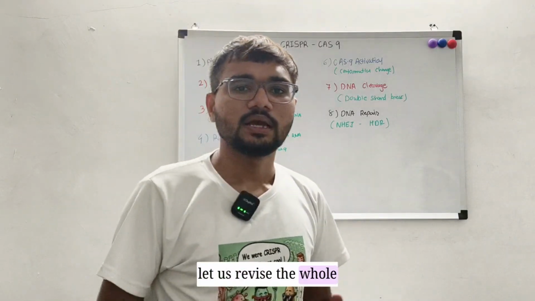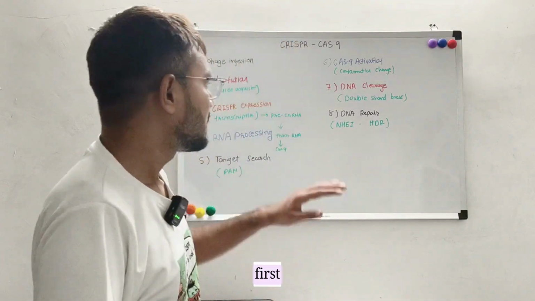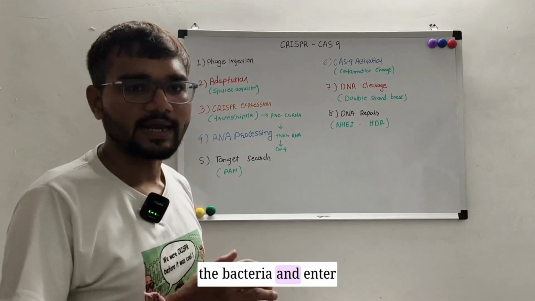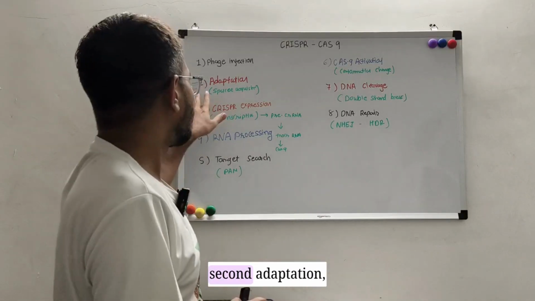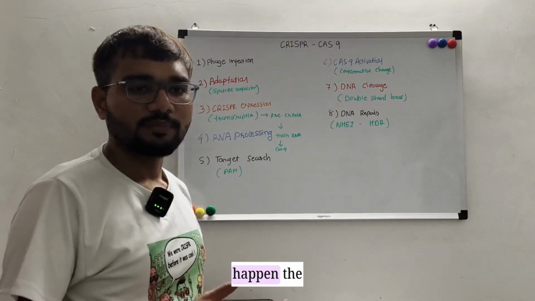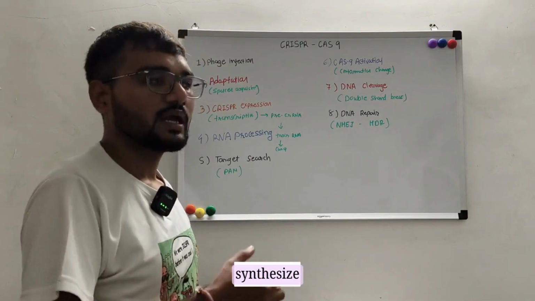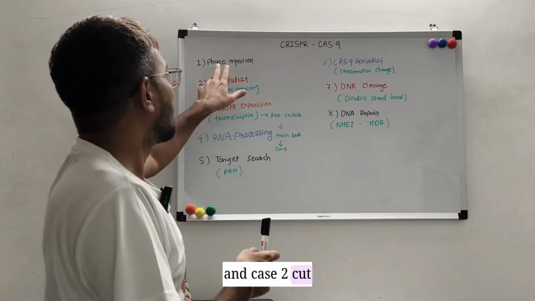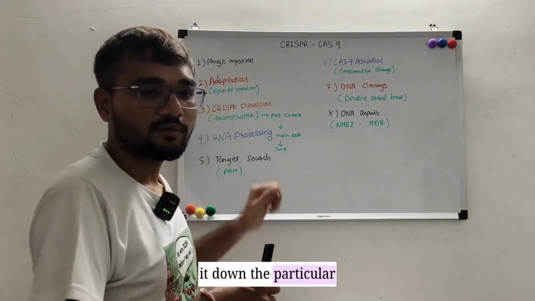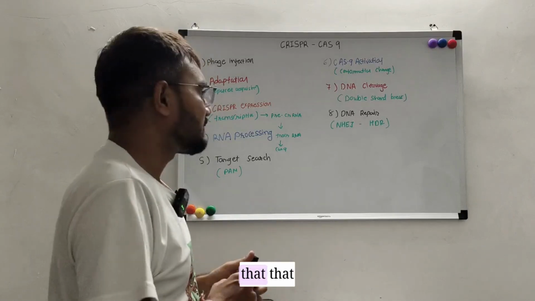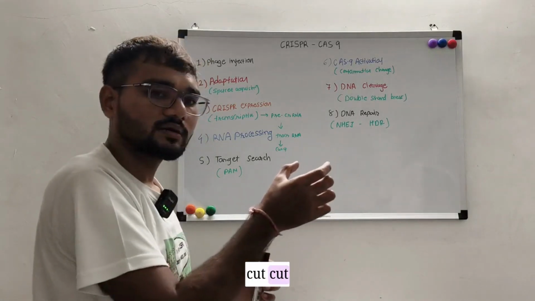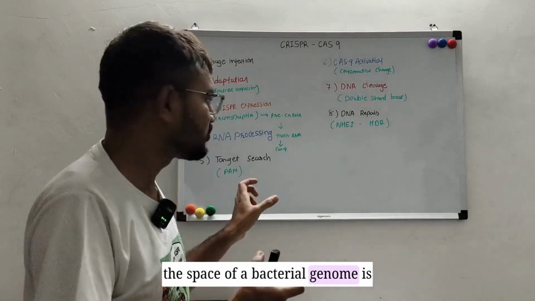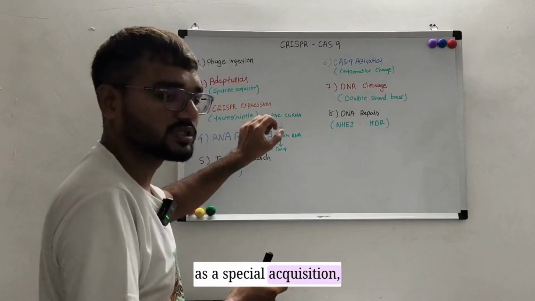Now let us revise the whole mechanism of the CRISPR-Cas9 system. First step, phage infection, where the phage infects the bacteria and enters its genome inside the bacteria. Second, adaptation. In adaptation, what happens? The upstream part of the bacterial genome synthesizes Cas1 and Cas2, and these Cas1 and Cas2 cut the particular PAM site of the phage genome. After that, that cut fragment is further acquired into the spacer of the bacterial genome. This step is defined as spacer acquisition.